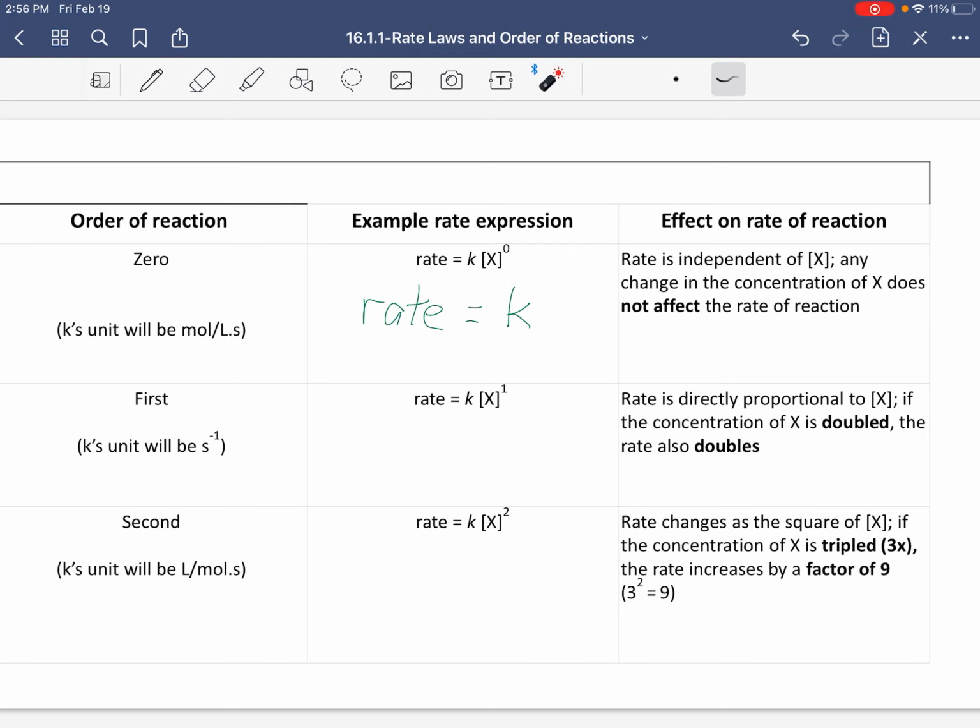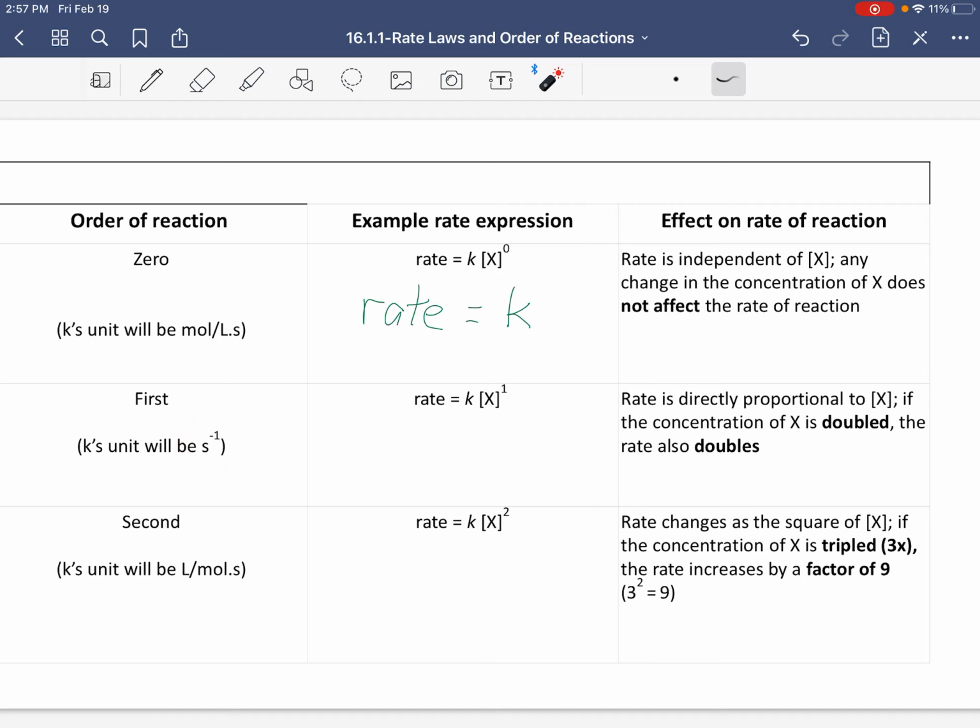Now, notice I gave you right here the unit for K in a 0 order reaction. The unit of K of a 0 order reaction is exactly what the rate is, which is, of course, molarity per second. Okay, the concentration per second. Let's move on to the first order. In terms of the first order of reaction, K will have a unit of per second.